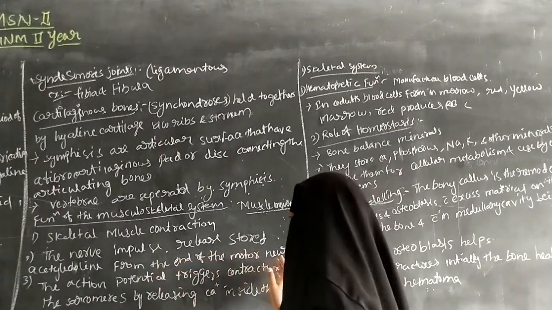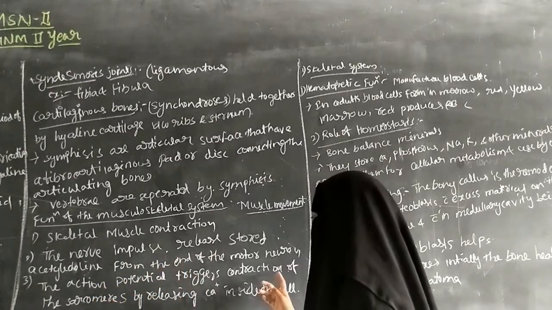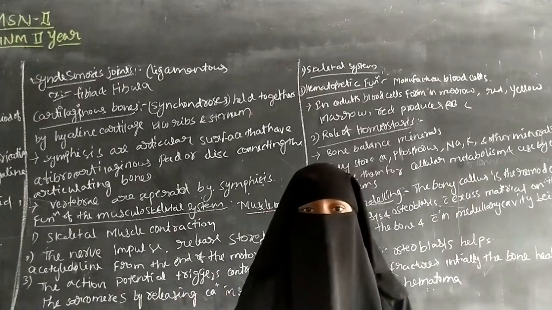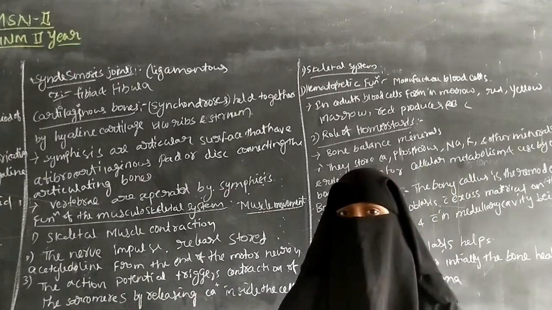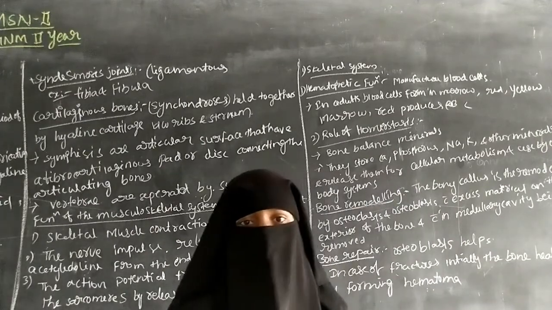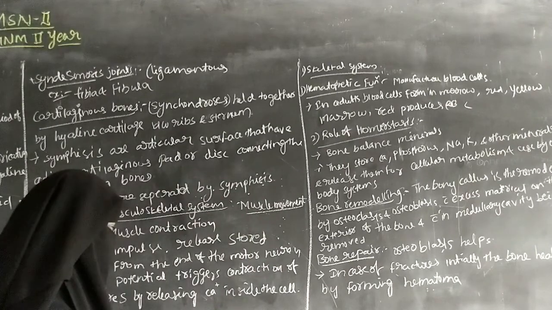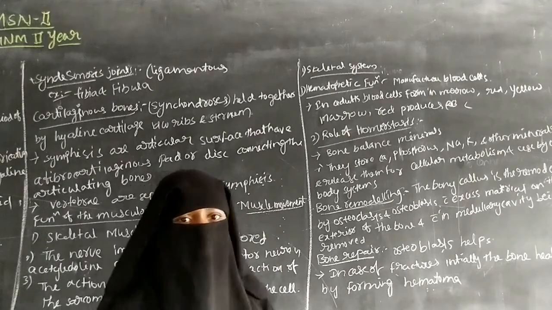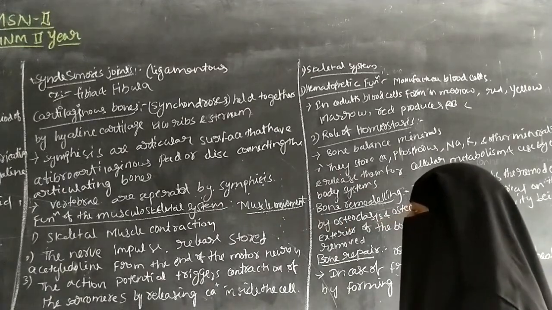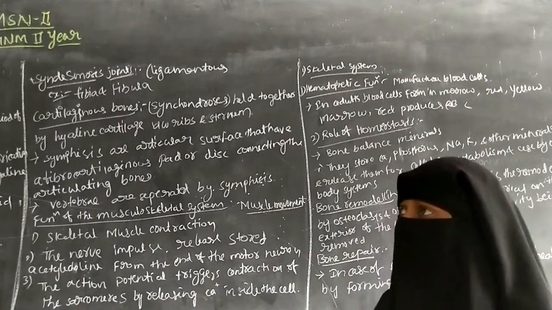This is called a motor neuron, and the action potential triggers contraction of the sarcomeres. The contraction of the sarcomeres occurs by the release of calcium inside of the cells. So because of the calcium release in the sarcomere, it causes the contraction of the sarcomere.